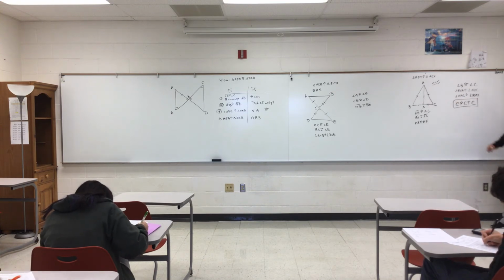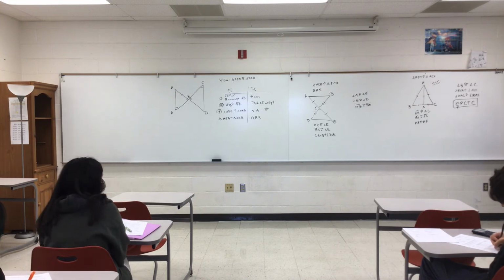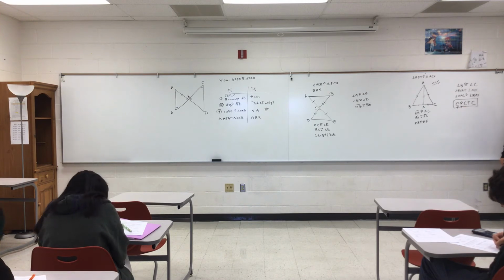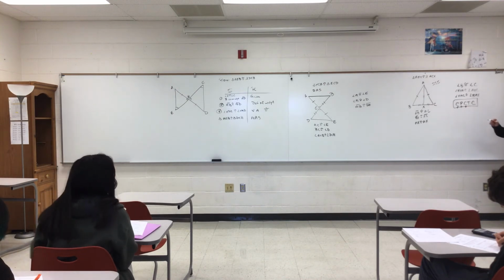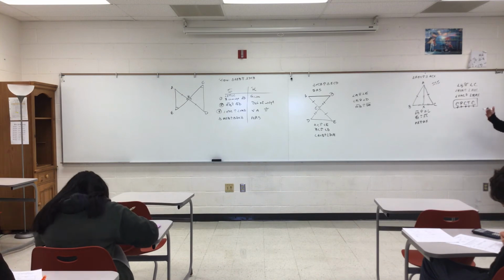Here's what this stands for. The first C is corresponding. So corresponding means parts are in the same place. Corresponding parts of congruent triangles are congruent. So the corresponding parts of congruent triangles are congruent. Everybody with me so far?